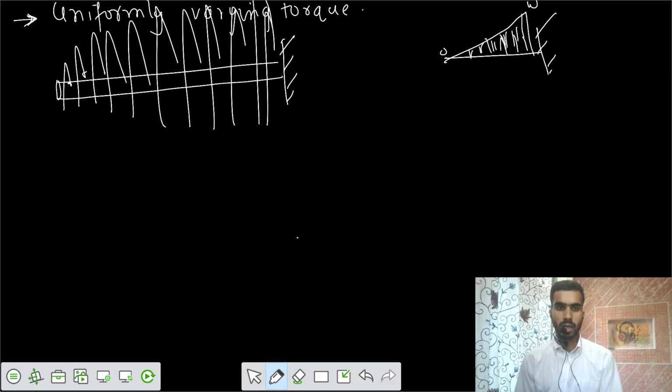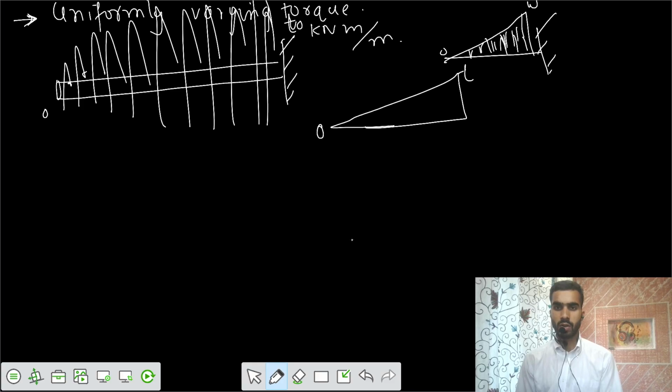So we say it's increasing in a linear fashion. Here the intensity is 0 at the free end, and it goes to a maximum value of T0 kilonewton meter per meter. So the variation is in a linear fashion, from 0 to T0 kilonewton meter per meter.